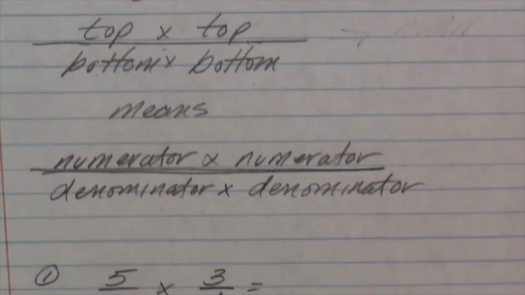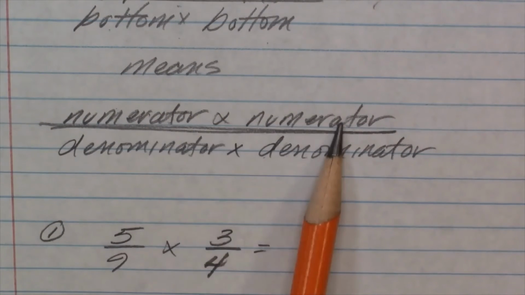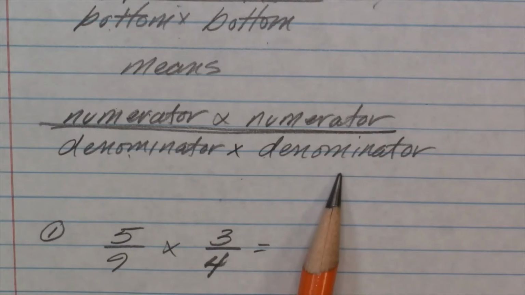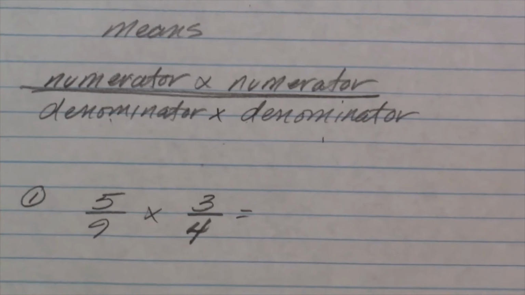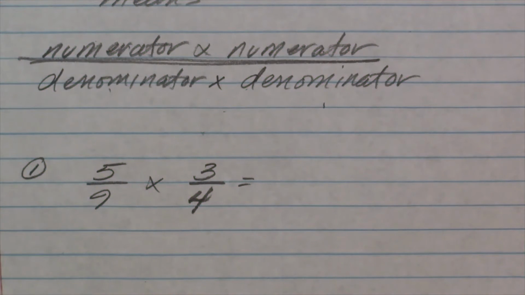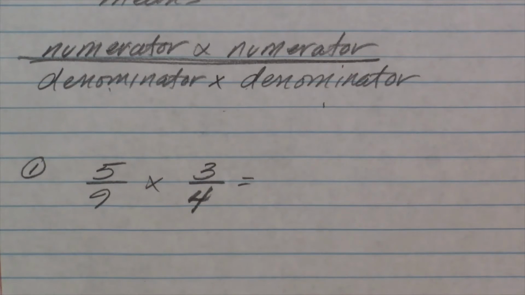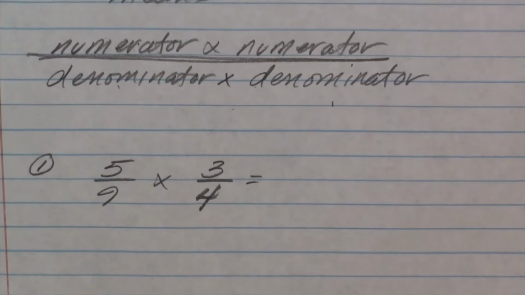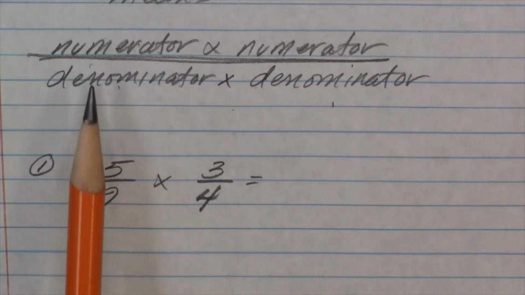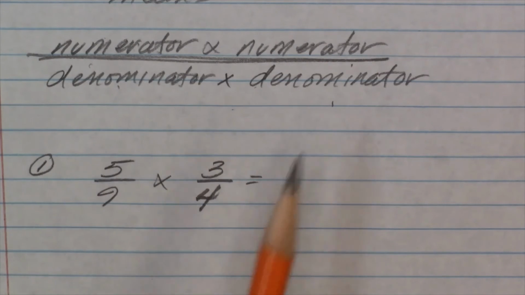What that means is simply numerator times numerator over denominator times denominator. Multiplication of fractions is essentially easy because all you do is multiply across, multiply across. The fraction song I got from Miss Terman at Thompson Middle School in Georgia, and multiply across I got off a video that I saw on YouTube. Either way works. Top times top over bottom times bottom. The numerator times numerator over denominator times denominator.